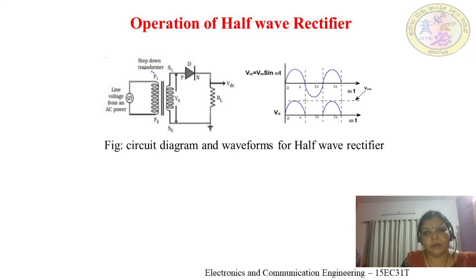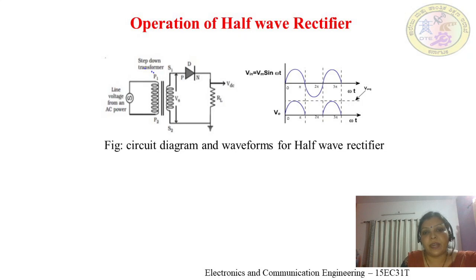So whenever it is asked to write and explain the half wave rectifier, you are supposed to write this circuit along with the waveforms. In order to understand the operation, let us see that the AC input voltage is supplying a 230 volt 50 hertz AC input to the transformer.